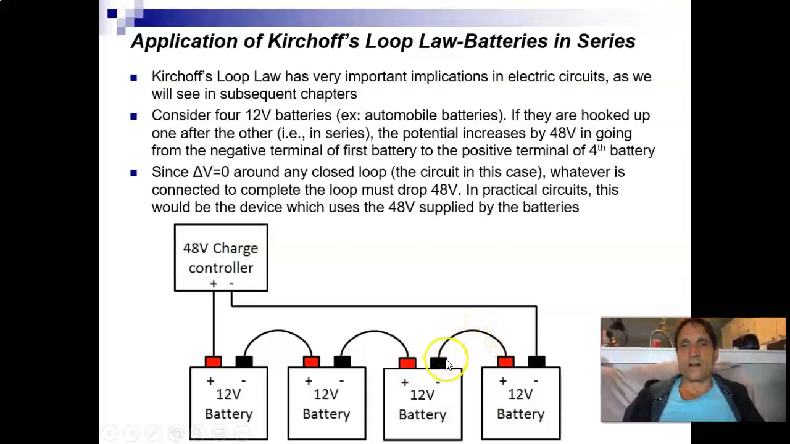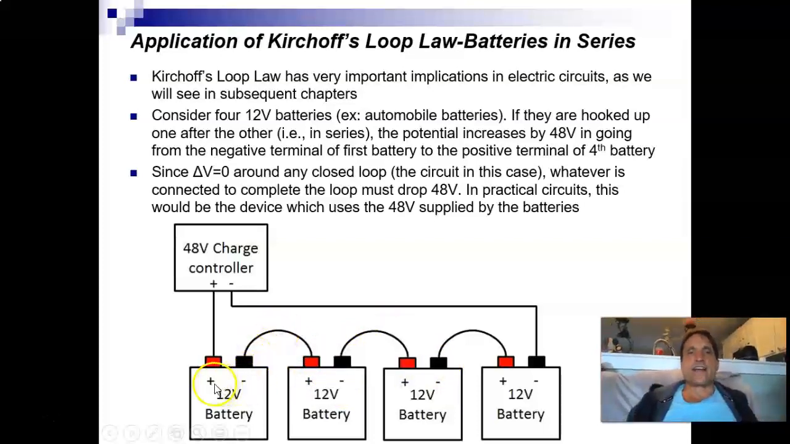Potential is going to gain another 12 volts as we go across the second battery. So it starts at 12, it's now at 24 volts. It comes in here, it's going to gain another 12 volts. So now we're up to 36 volts, and then it's going to gain another 12 volts of potential energy going across the fourth. And so at this point here, we are at 48 volts higher potential than at the terminal here, the negative terminal of the first.